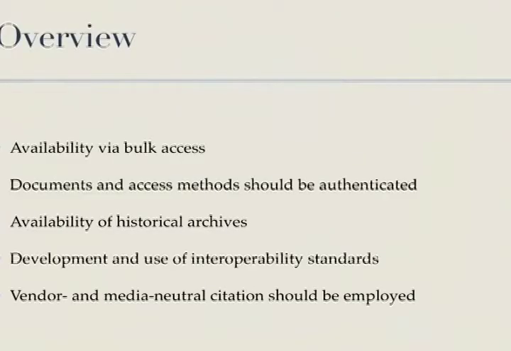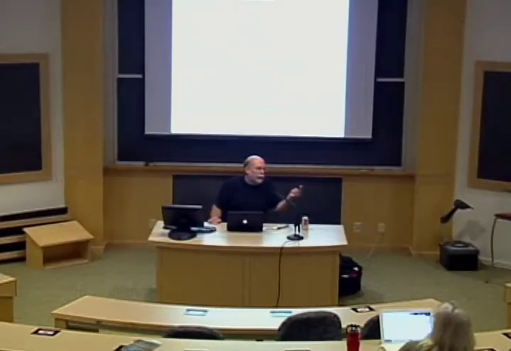So again, we have availability of stuff by bulk access, authentication, the idea that we need historical archives to the extent possible, interoperability, and citation, which is in some ways a specialized form of interoperability, but everybody would laugh at us if it wasn't there.